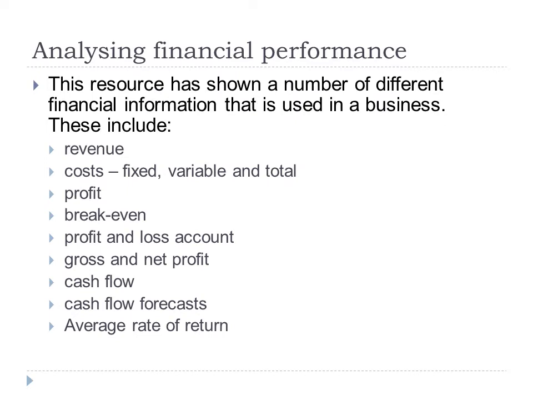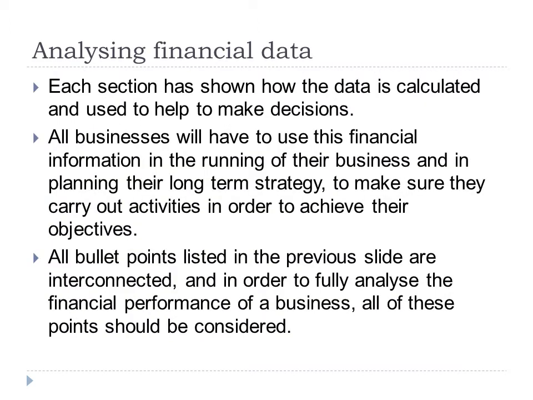Okay, and this outlines the kind of things that we're going to be definitely looking at in this section of work. So looking at cost, profit, break even, cash flows, gross and net profit, cash flow forecast, average rate of return, in order to pass judgment on how well a business is doing. And then from analysing all this data, a lot of businesses can plan ahead and look at their strategy, and all the information in the previous slide gives a business a whole interconnected view of how well they're performing.